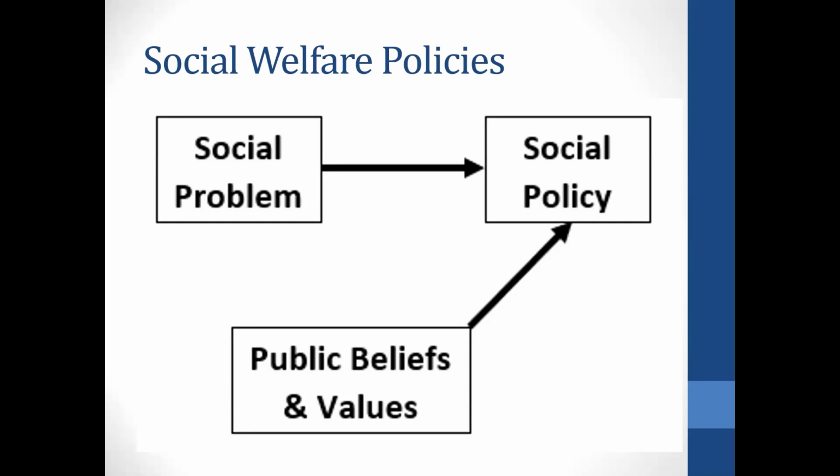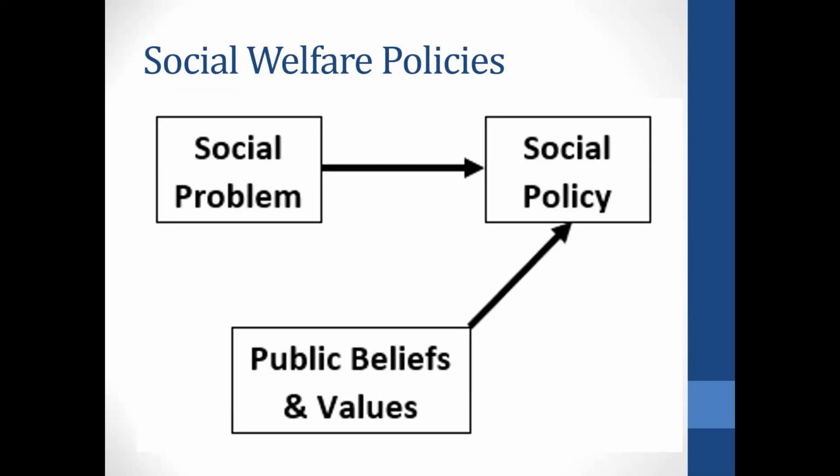If we have a problem such as voter suppression, we have developed certain policies to prevent voter suppression, okay? However, the thing to keep in mind is that sometimes we have one social problem, but there might be multiple ways to solve it. So there might be multiple policies that result from the same social problem. And the social policy that ultimately gets implemented is going to be based on the beliefs and the values of the public. So whatever we believe and value is going to determine what the social policy is.